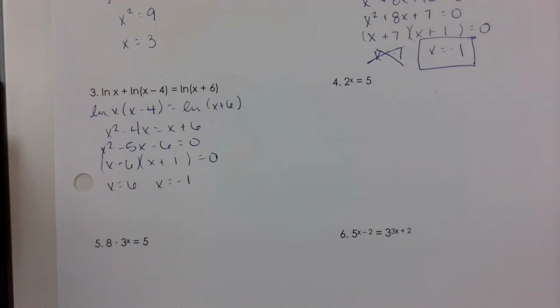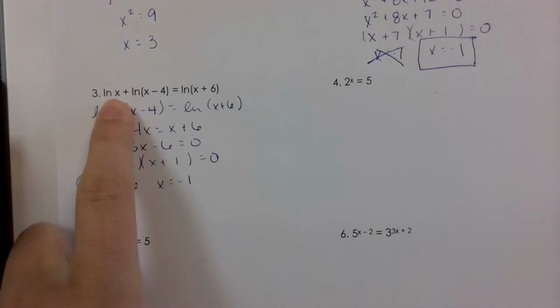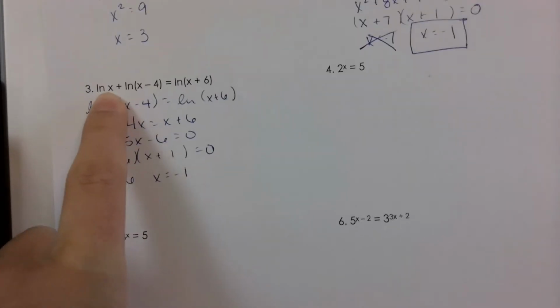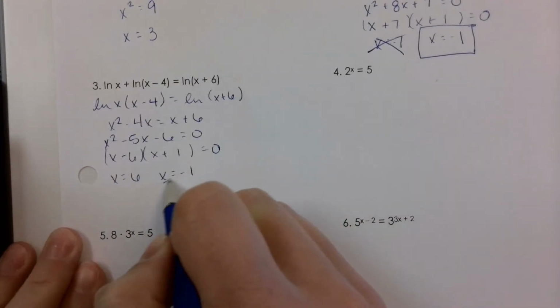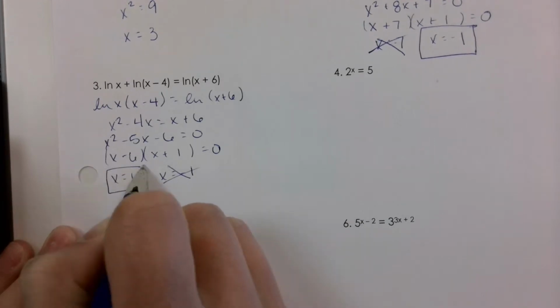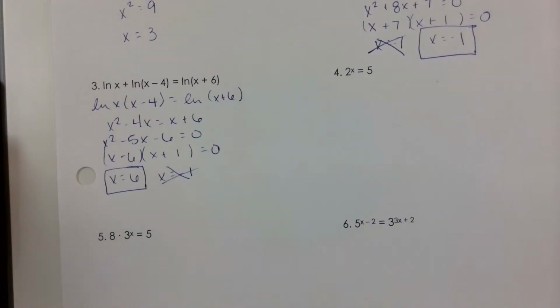Yeah, okay. If we plug in a negative 1, you're going to have negative 1 inside your natural log, and is that okay? No, so throw out the negative 1, your only answer is 6. Questions? Is this like super confusing?